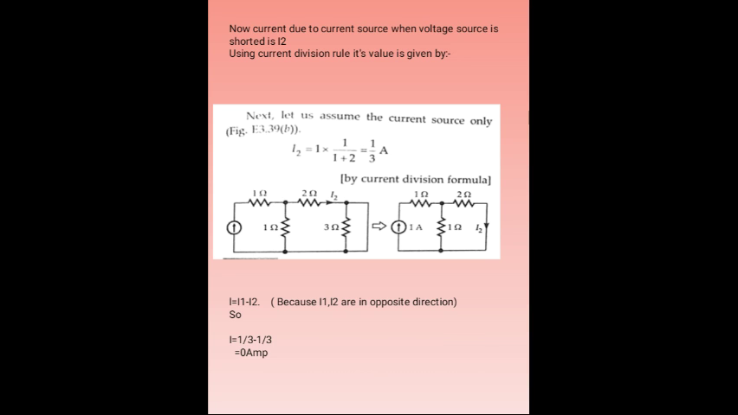So the value of current I2 using the current division rule is 1 into 1 upon 1 plus 2 ohm. So the value of current I2 is 1 upon 3 ampere. Remember that this current is in clockwise direction and I1 is in anti-clockwise direction. So the net current in 2 ohm resistance is I1 minus I2, that is I equal to 1 upon 3 minus 1 upon 3. So that is 0 ampere.